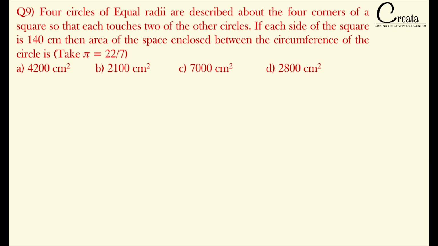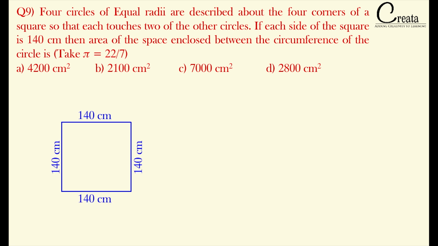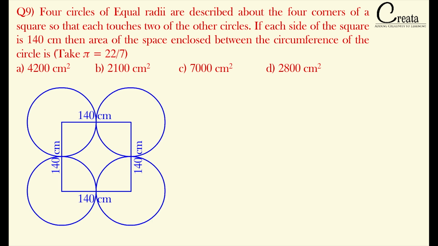First of all, we will observe the question. The question is talking about the 4 circles of equal radii which are described around the 4 corners of the square. Let's take a square, and in the question the side of the square is given as 140 cm, meaning all these 4 sides will be equal to 140 cm.